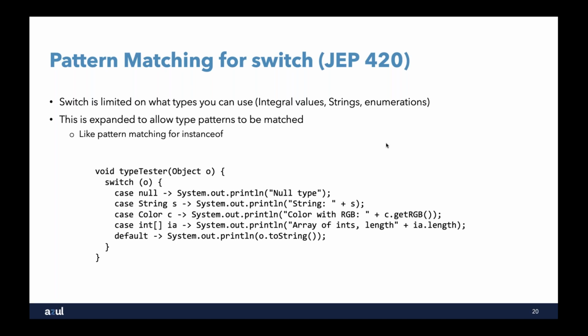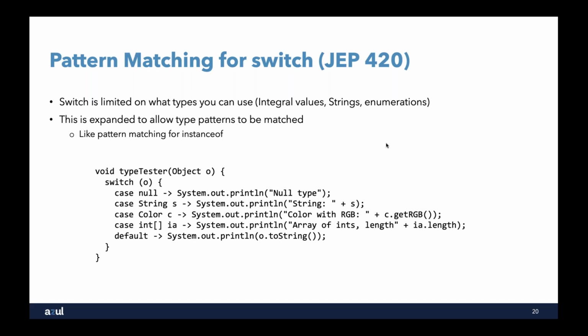If we look at an example of that, what I've got here is a method called typeTester, which takes something which is an object. And what I want to do is use a switch to figure out what is the specific type of object o. And we can see here that we've got several different cases that are available to us.